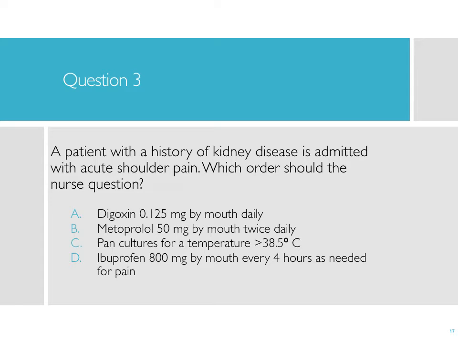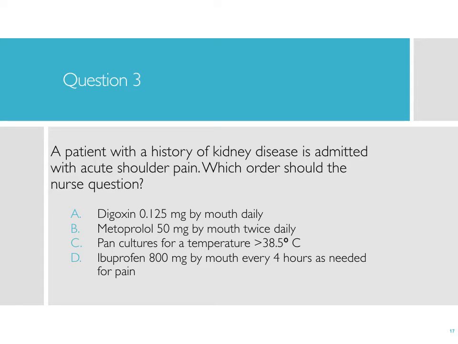A patient with a history of kidney disease is admitted with acute shoulder pain. Which order should the nurse question? Digoxin 0.125 milligrams by mouth daily. Metoprolol 50 milligrams by mouth twice daily. Pan cultures for temperature more than 38.5.